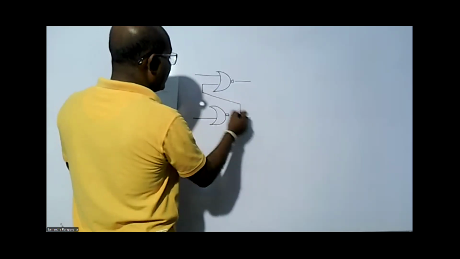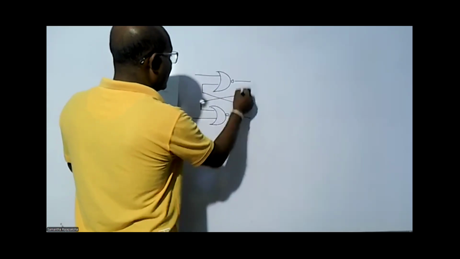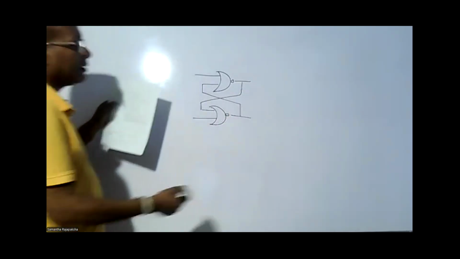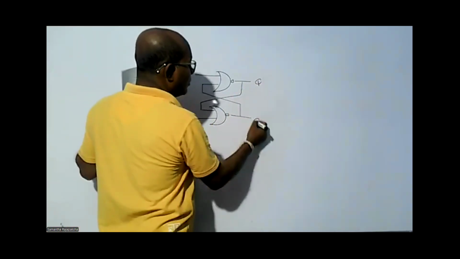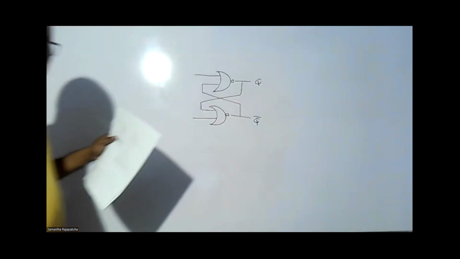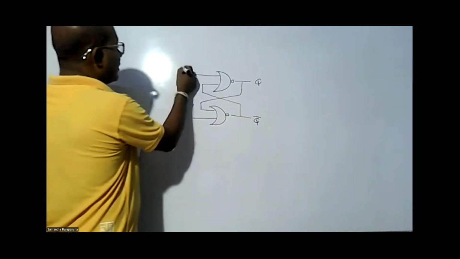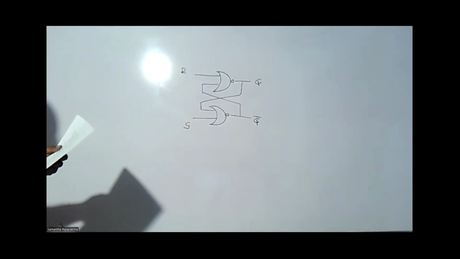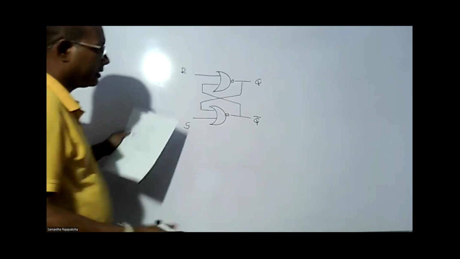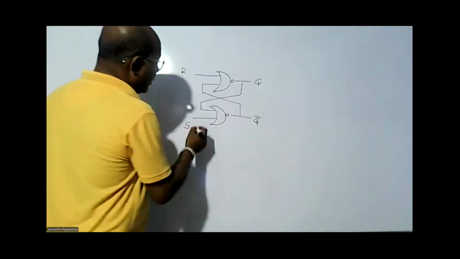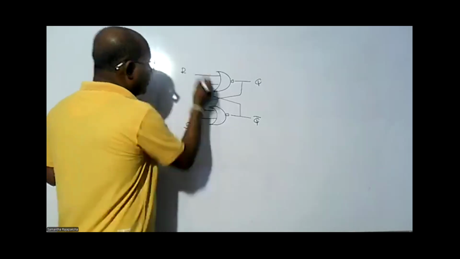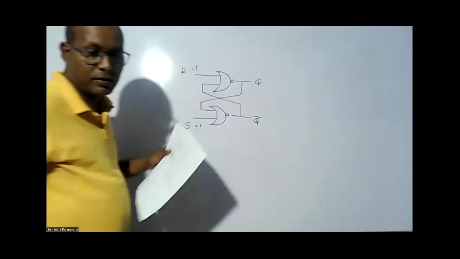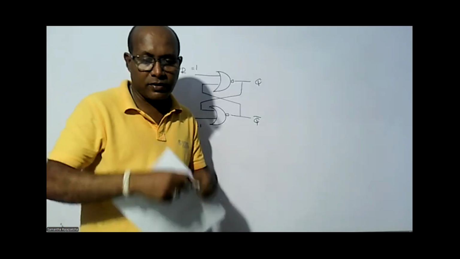This is the flip-flop you are given. So in the flip-flop, we always have Q and Q bar. It should be more or less the same. And here we have the R and S inputs. When S is 1, R is 1. Now if you look at that, S is 1, R is 1. What happens? When S is 1 and R is 1, what happens?